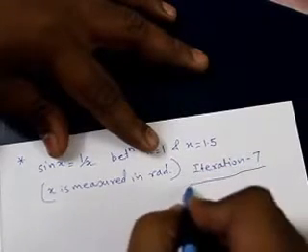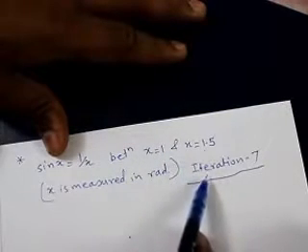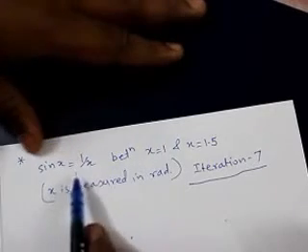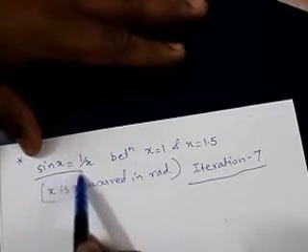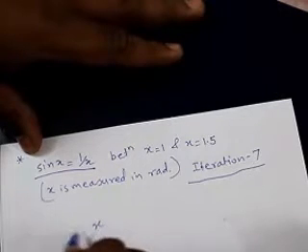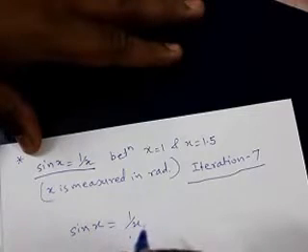So they have given the bracket, that is x is equal to 1 to x is equal to 1.5. The number of iterations is given as 7. x is measured in radians, and this is our function. All right, so let's continue. It says sin x is equal to 1 by x.